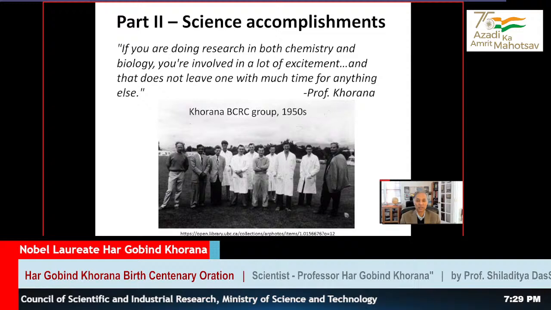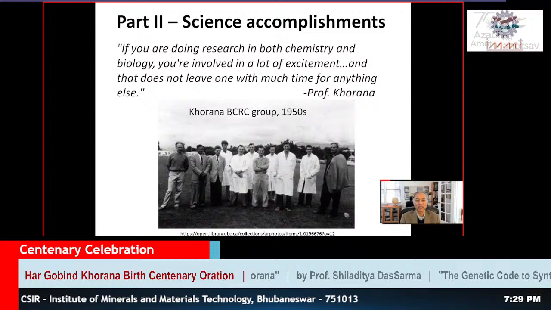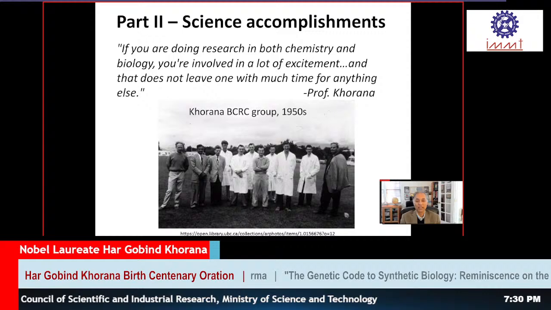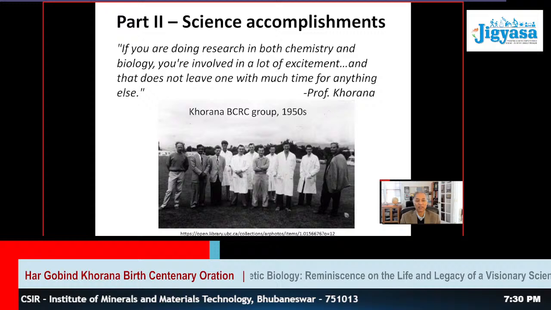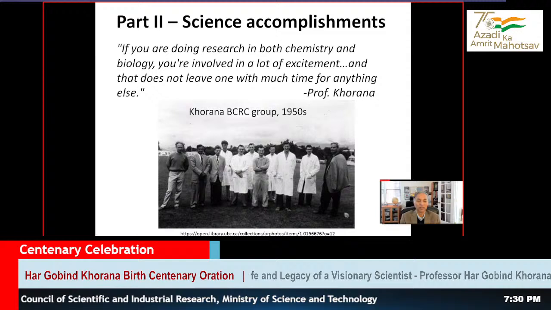And another aspect of his work was that he worked as a large team. Even back in the 1950s, you can see that he had, I think, 10 people in his group at the BCRC. And another group member on the very left is Michael Smith, and he also went on to win the Nobel Prize.